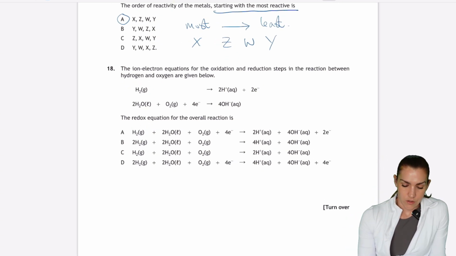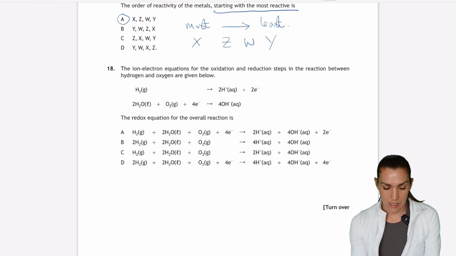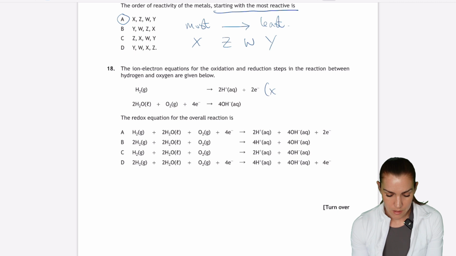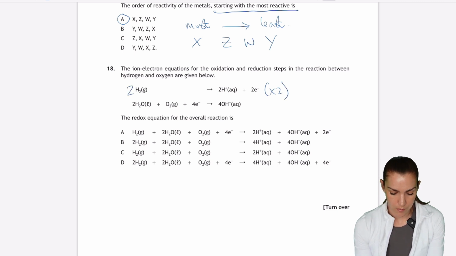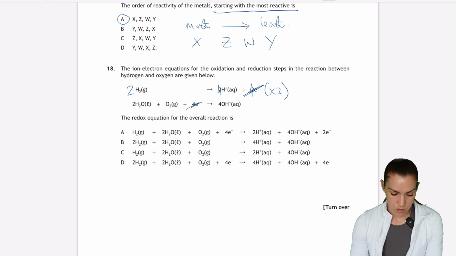Then writing the overall redox equations, what you need to do with these, remember, is get the electrons to balance so you can cancel them out. So that means we need to times this top one by 2. So if we multiply that through by 2, you end up with 2 moles of hydrogen, 4 moles of hydrogen ions, and then 4 moles of electrons. Those electrons can then cancel, and then everything else kind of just gets squished into the same line. So you should have 2H2, which means you can't be A or C.